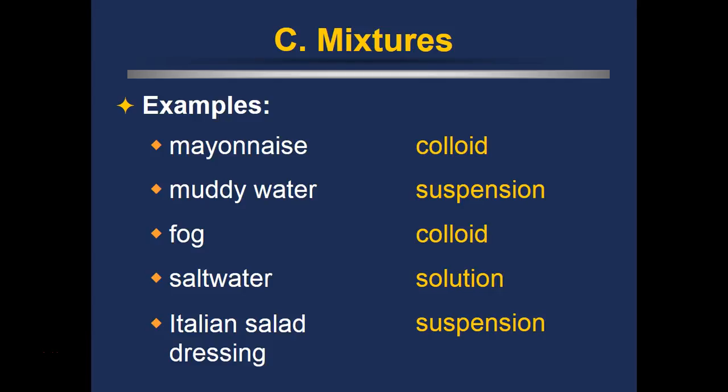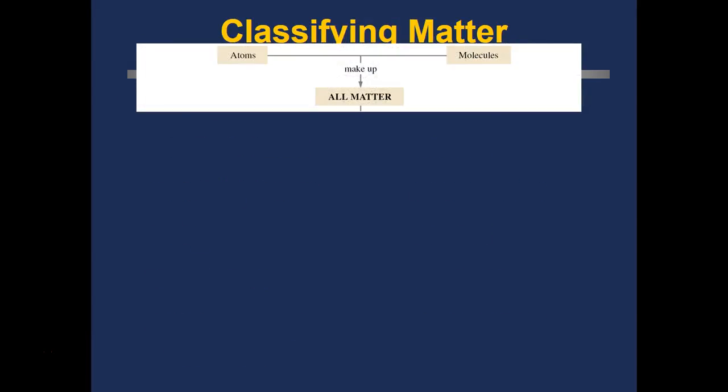So here are some other examples of mixtures. Mayonnaise is a colloid. Muddy water is a suspension. Fog is a colloid. Salt water is a solution. And Italian salad dressing is a suspension. But again, these terms, it's good to know, but you don't need to know them. So let's practice classifying matter.